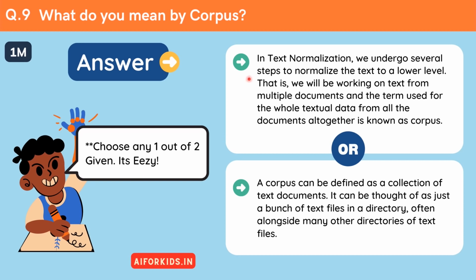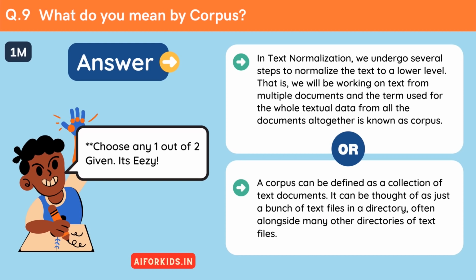So the first definition is, in text normalization, we undergo several steps to normalize the text to a lower level. That is, we'll be working on text from multiple documents, and the term used for the whole textual data from all the documents all together is known as corpus. Okay, a corpus can be defined as a collection of text documents. It can be thought of as just a bunch of text files in a directory, often alongside many other directories of text files. So these were the definitions of corpus.